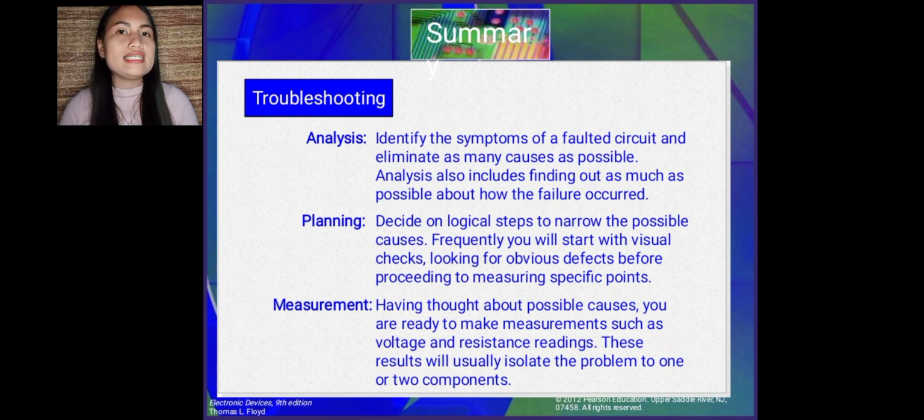So, analysis is the first step in troubleshooting a defective circuit or system: analyze the problem, which includes identifying the symptom and eliminating as many causes as possible. Next is planning. In this phase, you must consider how you will attack the problem. And lastly, sa measurement, you should be able to know the possible causes for you to be ready to make measurements such as voltage and resistance readings.